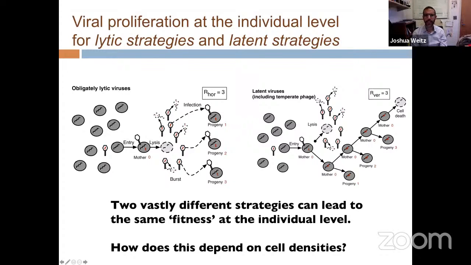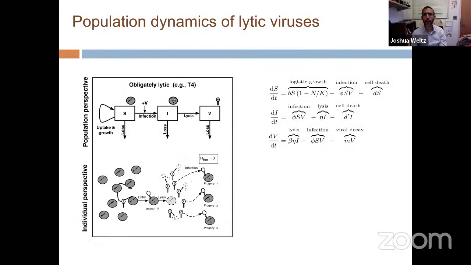My point here is that 2 vastly different strategies can have the same fitness at the individual level. I put that in quotes for intentional reasons. And how does this depend on cell densities, on the environment? Because we want to connect this back to the ecological context. Okay, so let's revisit the population dynamics of lytic viruses.